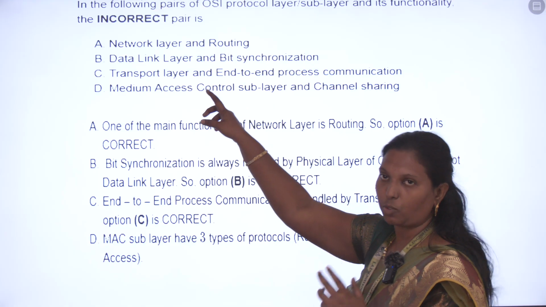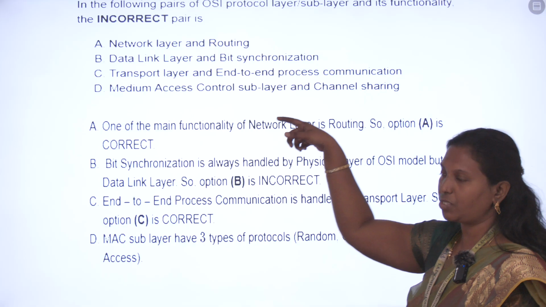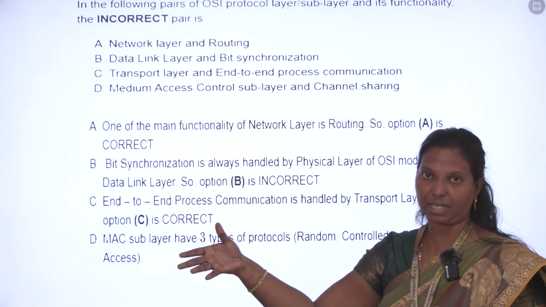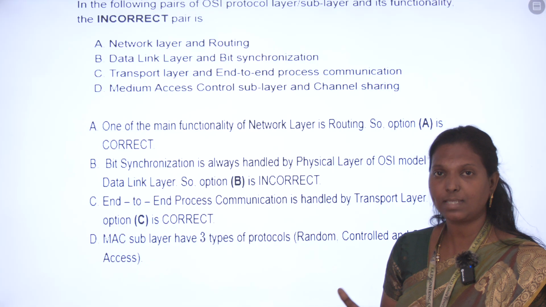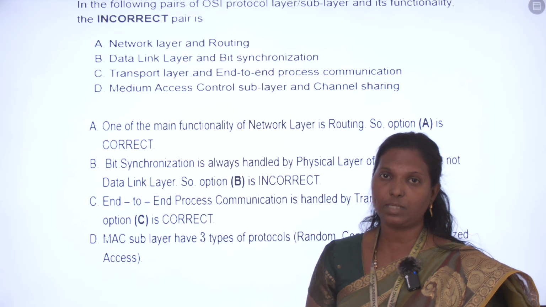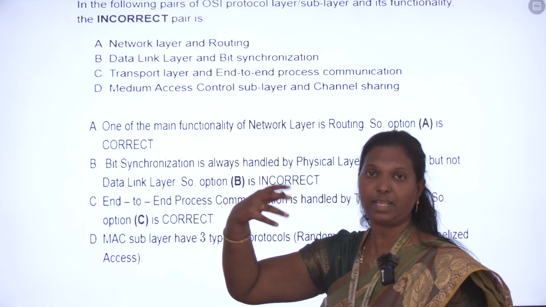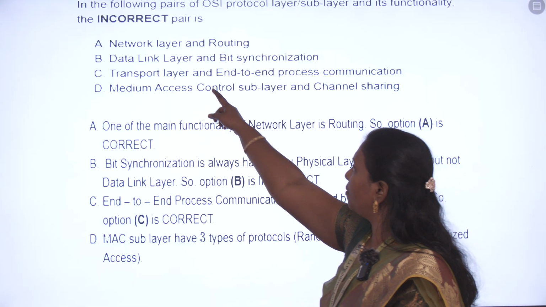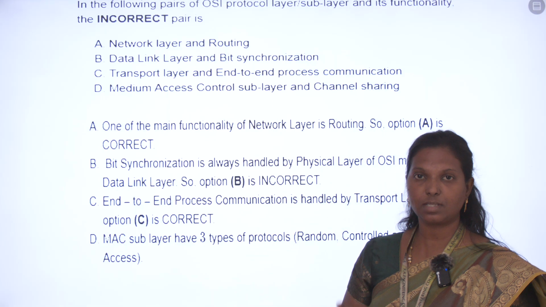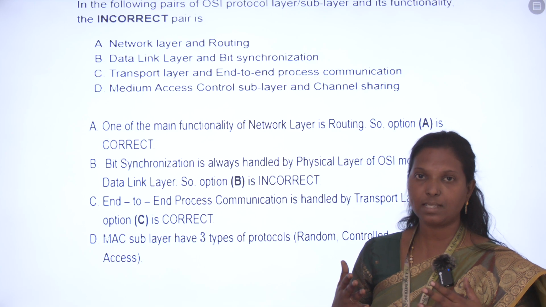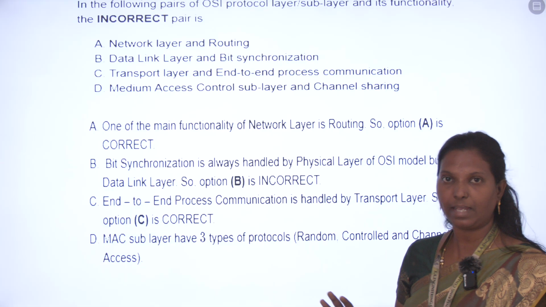So first the question is: in the following pairs of OSI protocol layer and its functionality, which is the incorrect pair? As you know, there are so many protocols and so many layers that control the protocols, but you may not know the combinations of the way they are interconnected. First, it's about the network layer and routing. Routing is majorly involved in the network, and it is a major unit of the network layer. So the first one is correct.